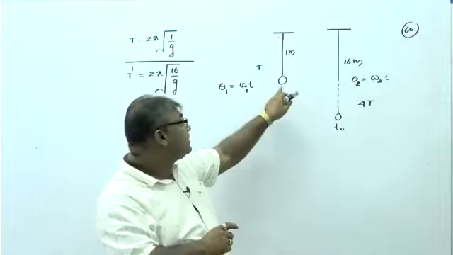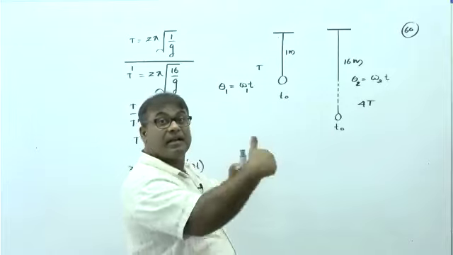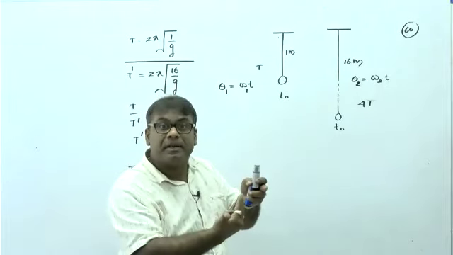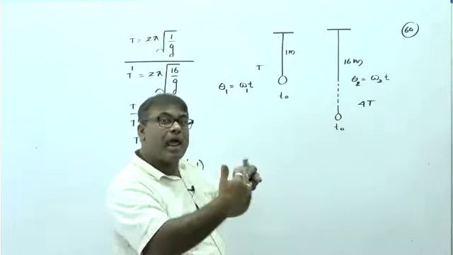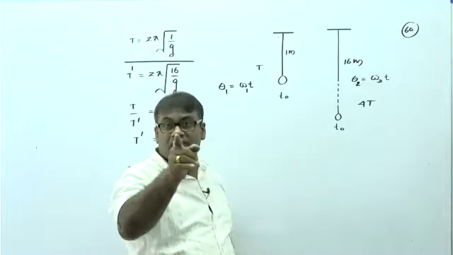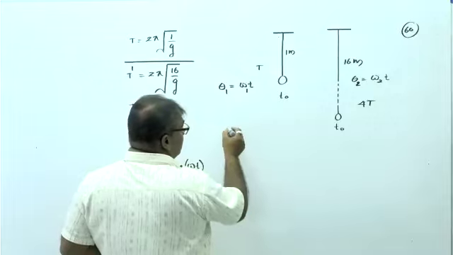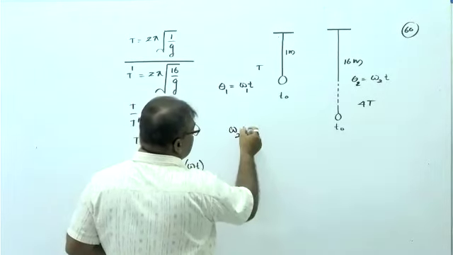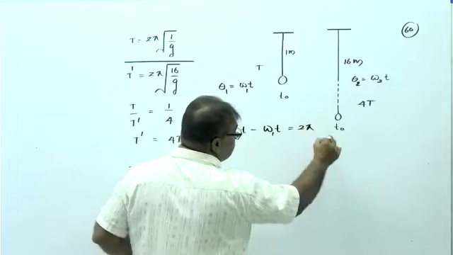Then, if this pace is 0 degree, this one should have completed an additional 360 degrees, which means omega 2 t minus omega 1 t should be equal to 2 pi.